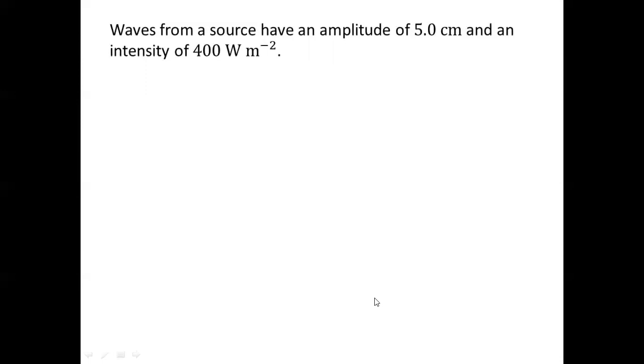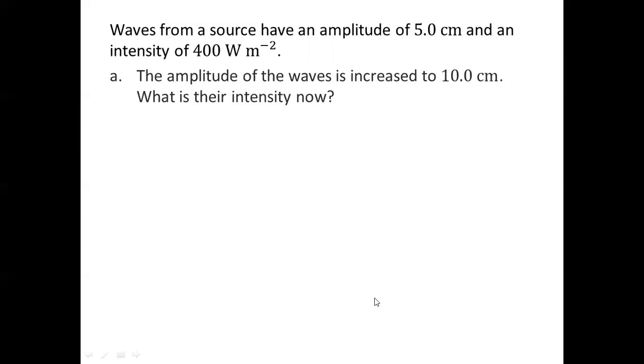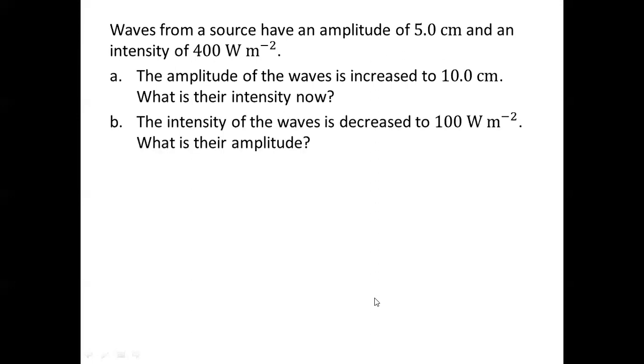Waves from a source have an amplitude of 5 centimeters and an intensity of 400 watts per square meter. The amplitude of the waves is increased to 10 centimeters. What is their intensity now? And the second question, the intensity of the waves is decreased to 100 watts per square meter. What is their amplitude?